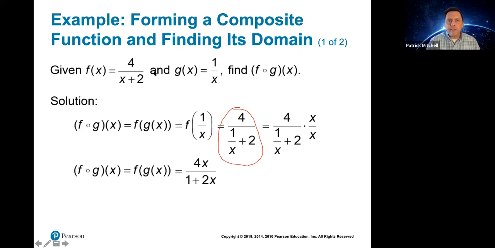So if you want to be super technical about it, the composite function f circle g is 4x over 1 plus 2x with the added restriction that x cannot equal 0. These restrictions are pretty important when you get to calculus, so I don't want to just ignore them. All right, and that is finally everything you need to know about 1.7, so we'll see you next time.